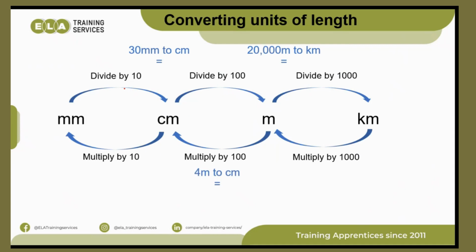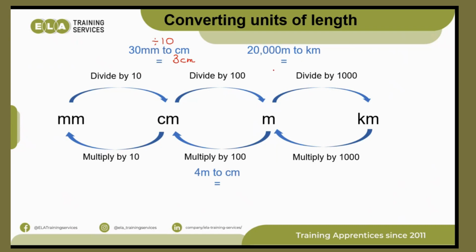So let's have a look here. We've got 30 millimetres, and we want to go to centimetres. So we're going to divide by 10. So 30 divided by 10, we can knock off a 0, and we're left with 3 centimetres.